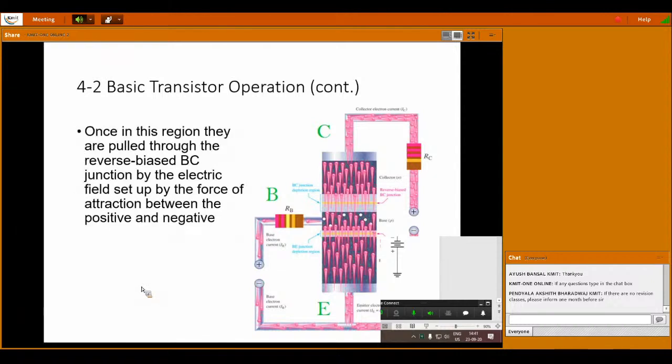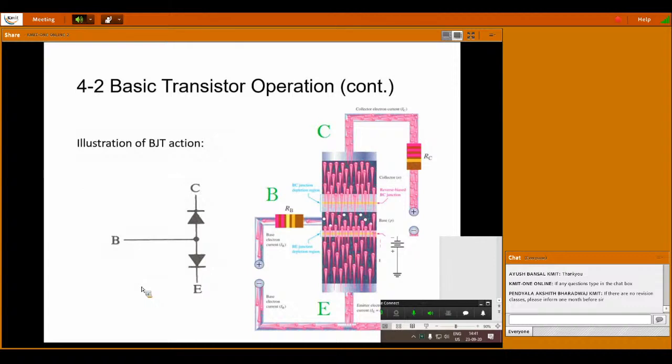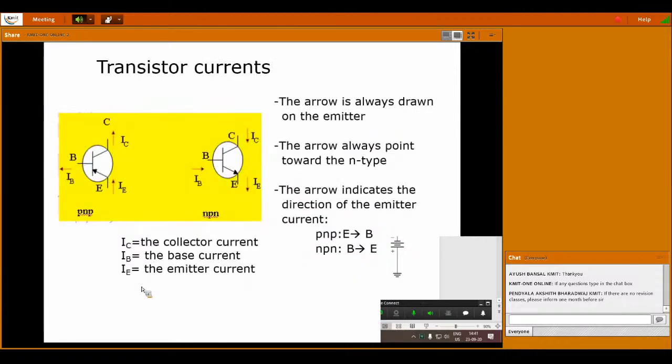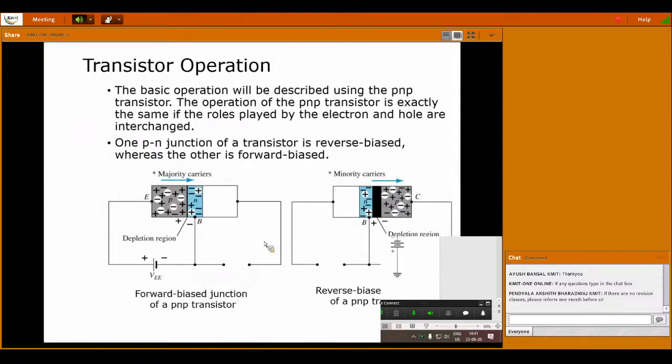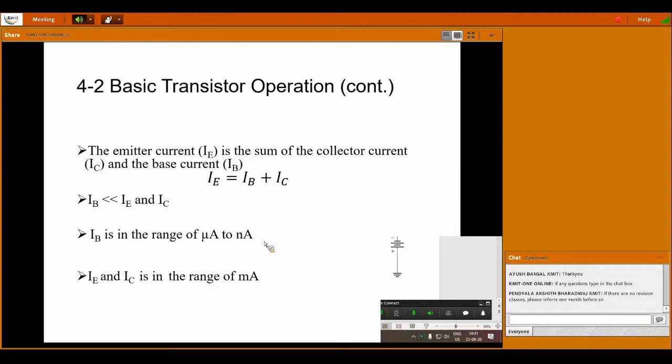Like this is the current. So IE is the amount of emitter current, which is equal to the summation of base and collector current. As we have discussed, only 5% of electrons recombine to constitute the current, which is very, very small. Hence, IB is in the range of microamps, whereas IC is in the range of milliamps. So if we neglect the base current, then IE is approximately equal to IC.